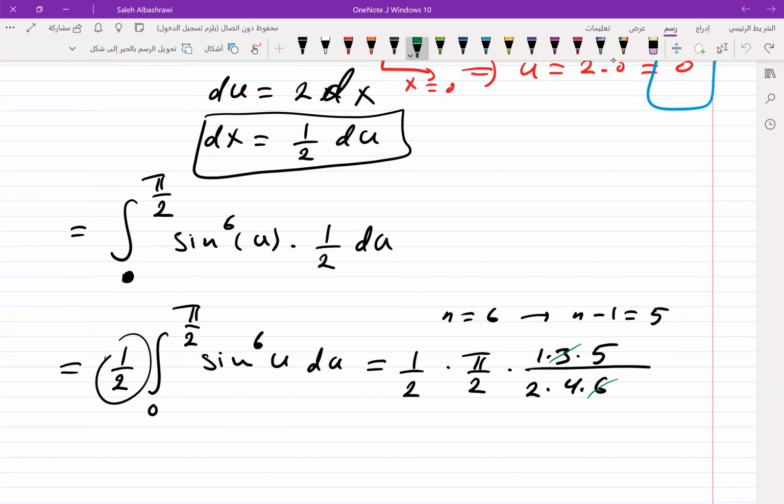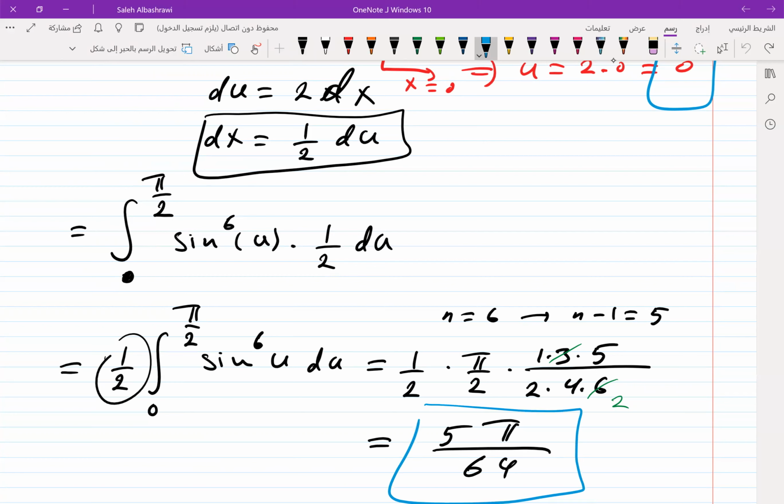This is 3 with 6, so it will be 2. So I will have 5 pi in the numerator divided by, this is 2 times 2 is 4, 8, 32, 64. So the value for this integration is 5 pi divided by 64.